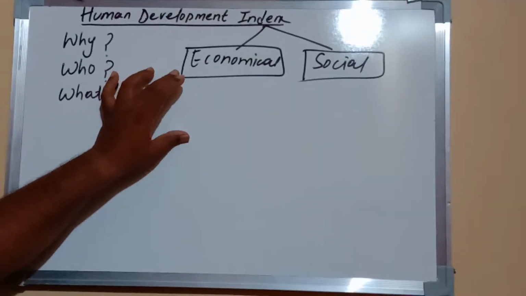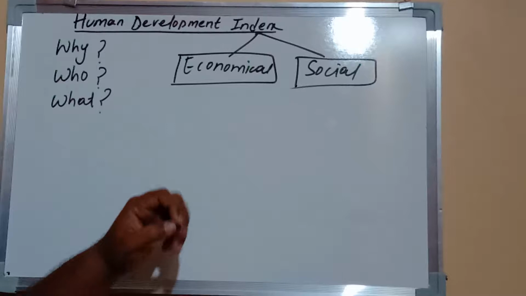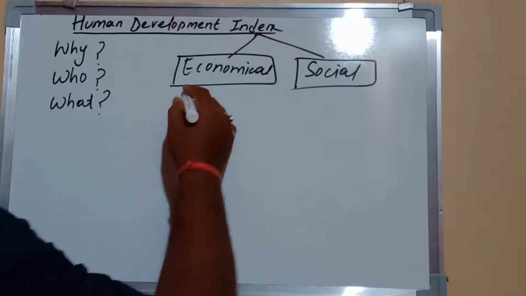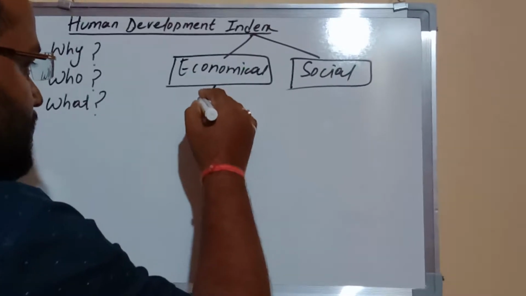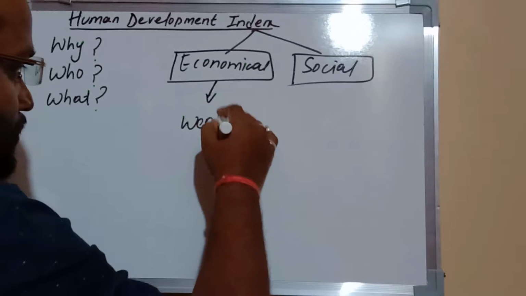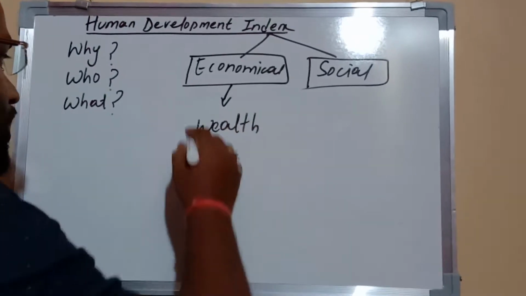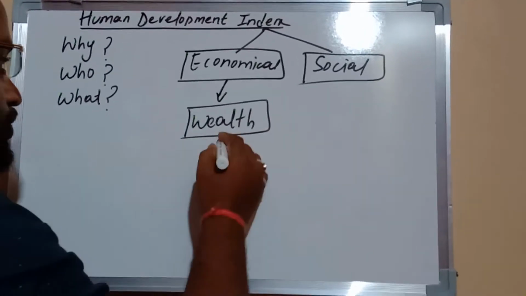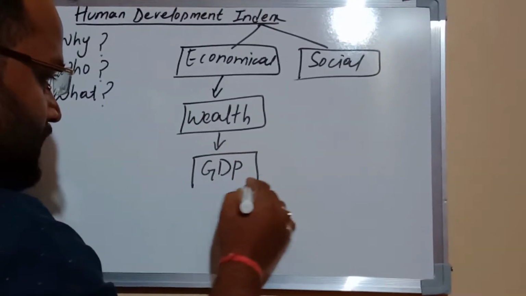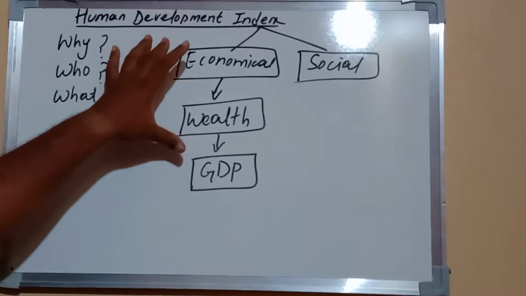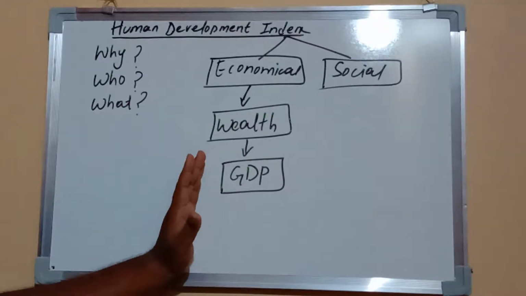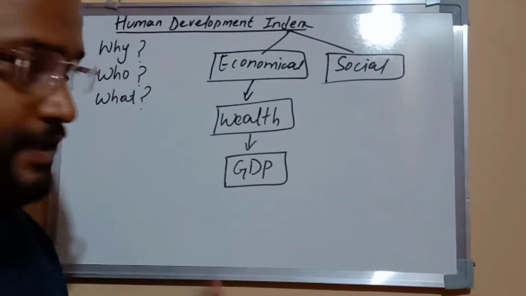Under the economical factors, what does the Human Development Index consider? First of all, under the economical, the foremost and main thing is wealth. For a nation, how can they calculate this wealth? Through the GDP. GDP is considered an economical factor and is one of the components of the Human Development Index.